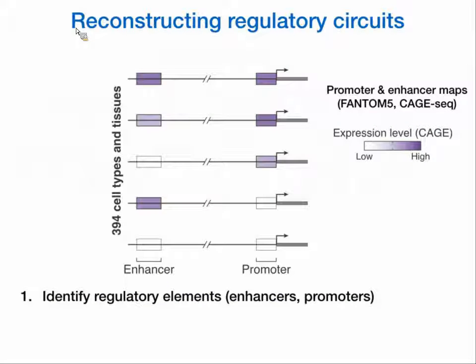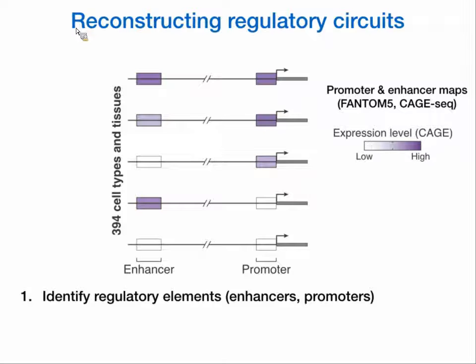So again, I will just skip through this briefly, but we use data from the Fantom5 consortium. That's CAGE-seq data, but basically it gives you activity levels or expression levels for enhancer and promoter regions, so regulatory elements. You can get similar maps from epigenomic data, and you could use the same approach using epigenomic data. And the cool thing is that this is available for 400 cell types and tissues. So it really covers the whole human, and it's all human data from this Fantom5 consortium.